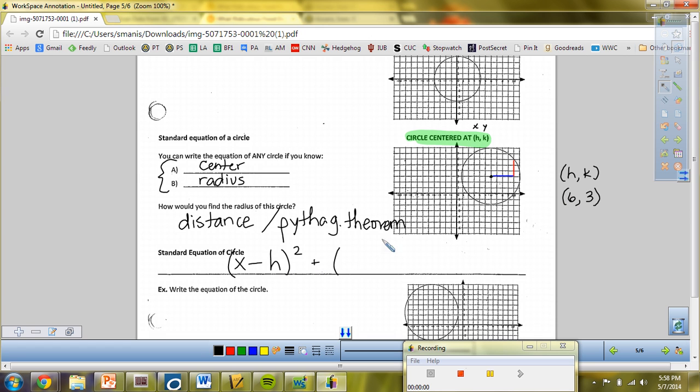Then I had my y squared, but now it's not y minus 0 anymore. I've moved my y a little bit, and we're calling that k. So y minus k squared equals my radius squared. So it does change the formula a little bit, right?